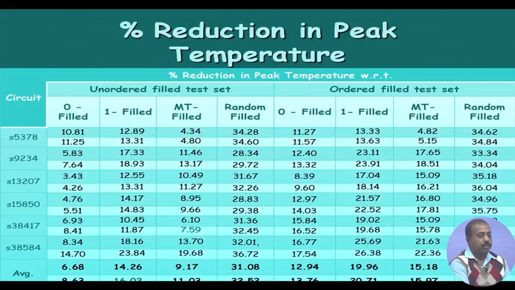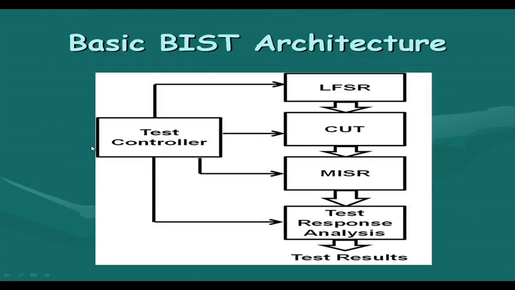So, this is actually the percentage reduction in peak temperature. These are the various circuits that we have, the ISCAS 89 circuits. With respect to this 0 filled test pattern set, we have got a 10.81% reduction in the peak temperature.